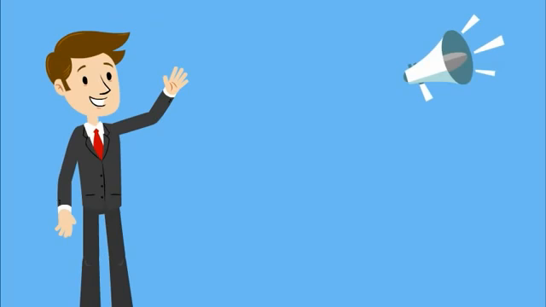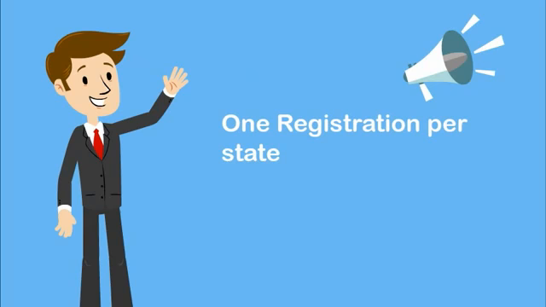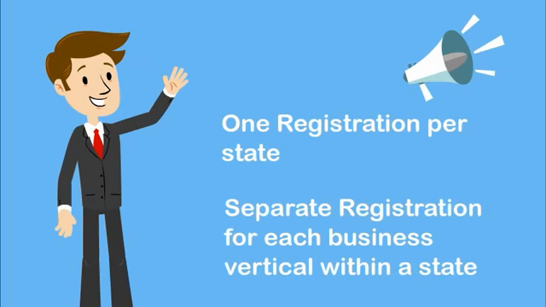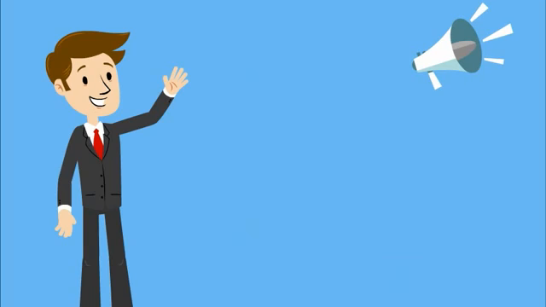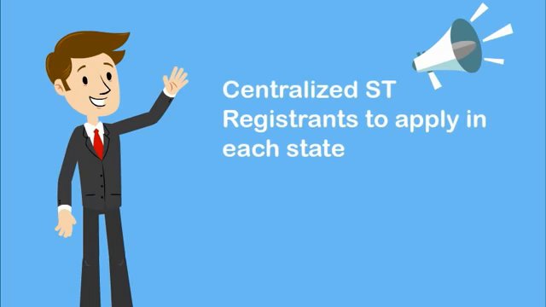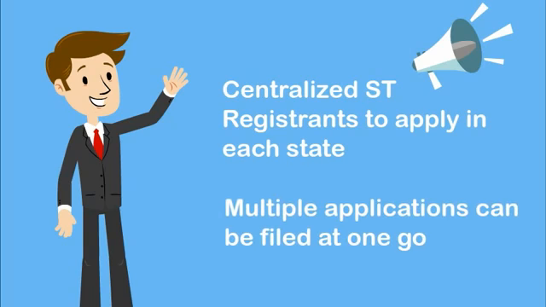Every person liable to take registration will have to get registered separately for each of the states where he has a business operation. However, he could choose to have a separate registration for each business vertical within a state. What this means is that the current centralized service tax registrants will have to obtain a separate registration in each state. Multiple applications can be filed at one go where a taxable person seeks registration in more than one state or for more than one business vertical located in a single or multiple states.